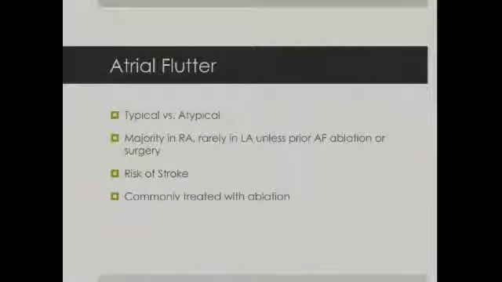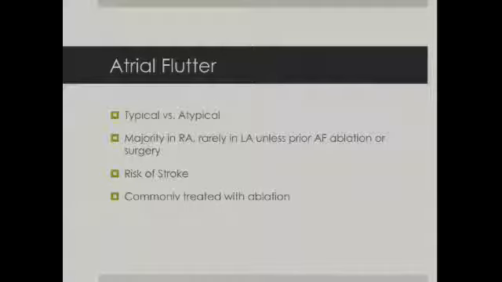Atrial flutter, typical versus atypical. It's a pretty common arrhythmia in older people. The majority are from the right atrium, unless they've had a history of surgery, have significant mitral valve disease, had a high risk of ablation or history of ablation, or have had surgery in the past.